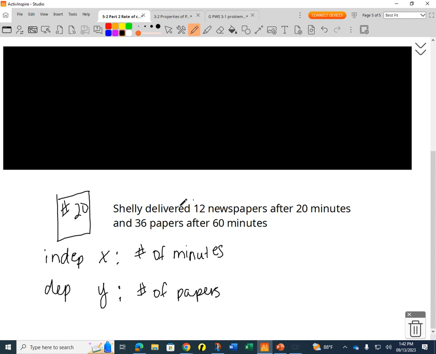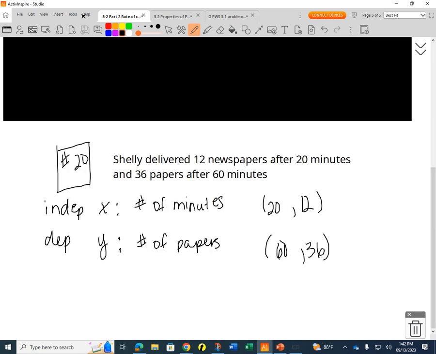So we can write this situation as ordered pairs. We're going to give ourselves two ordered pairs. After 20 minutes, that's my X, we deliver 12 newspapers, right? After 60 minutes, that's my X, the time, we delivered 36 newspapers. So I have these two ordered pairs now, each with an X value and a Y value. Now I can use my formula to find the slope.